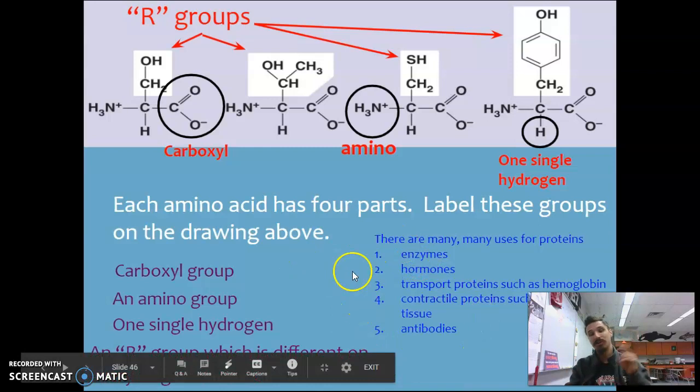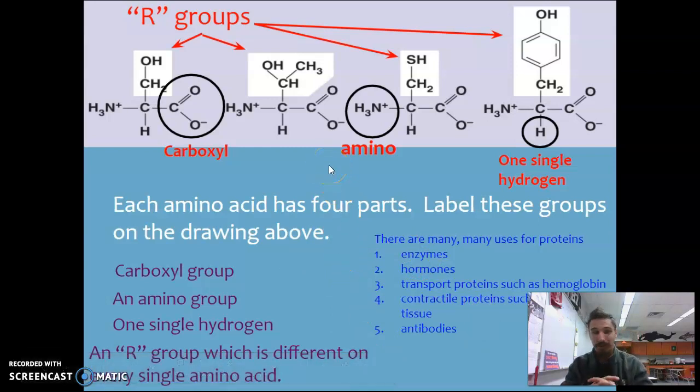Antibodies. Now, I'm sure you've all heard of antibodies before, but you don't exactly know what they are. Antibodies are these very specialized proteins that float around your body in your blood and are specifically designed to find certain foreign invaders like viruses or bacteria or parasites or fungi. Antibodies float around your bloodstream looking for foreign invaders. They are part of your immune system, and they're also proteins.